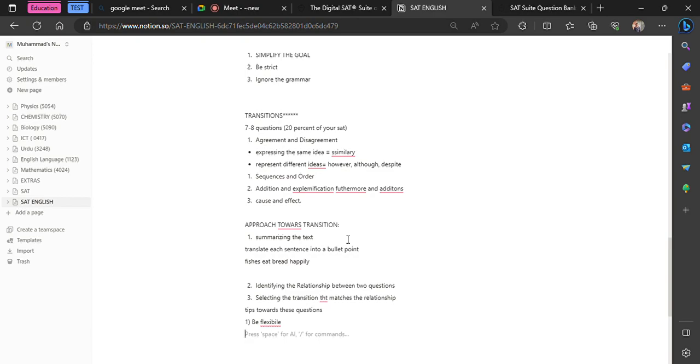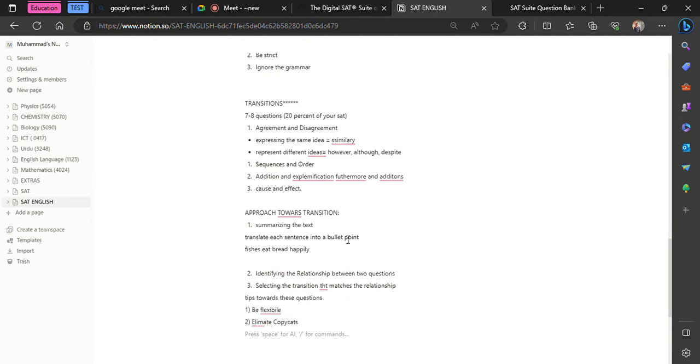And the second thing which is going to be helpful for almost every SAT question you go through is eliminating copycats. What I mean by copycats is that if there are two choices that seem to work in a similar or interchangeable way, you can safely eliminate those, because these two options are never going to be right.